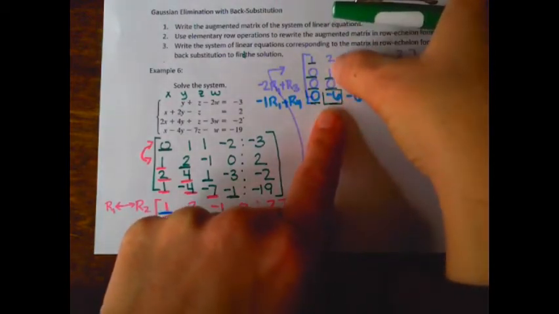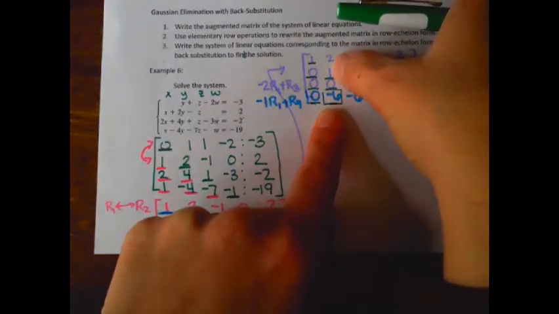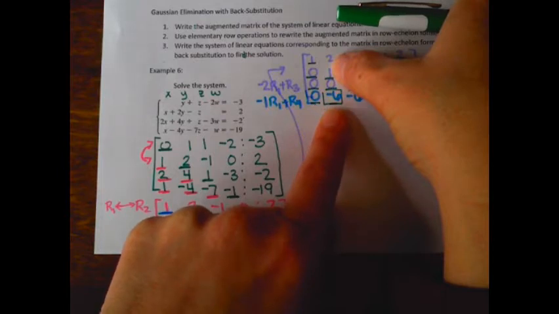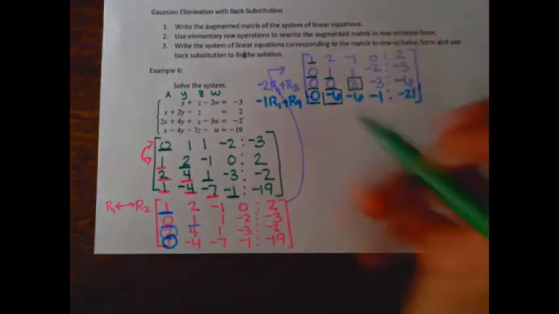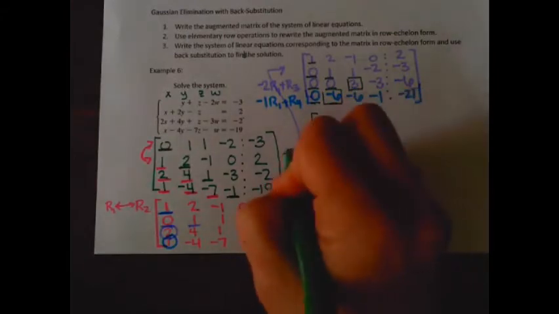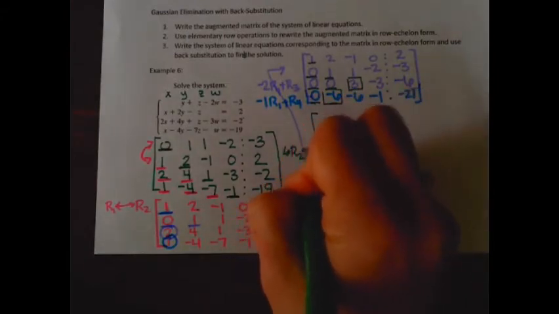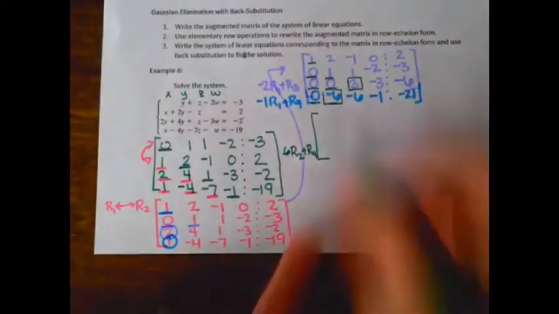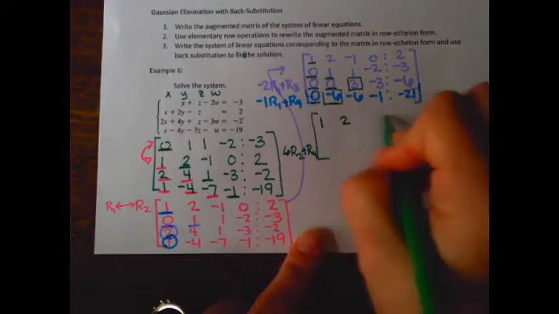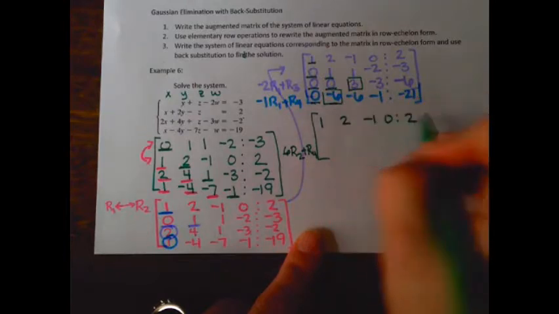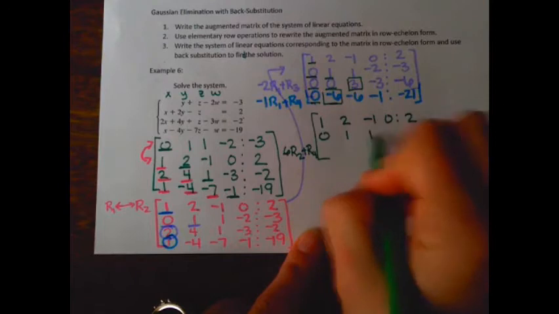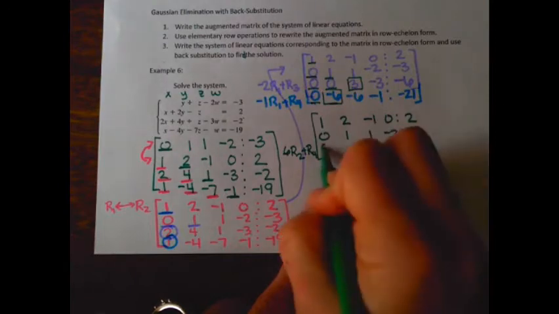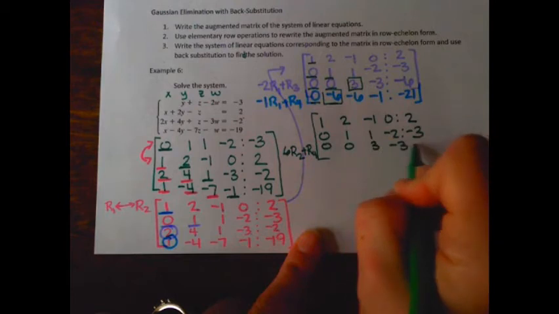So I need to multiply row 2 by something. And what would I multiply row 2 by? Since I have -6, I'm going to multiply it by a positive 6. Yeah, exactly. Thank you. So we're going to go for that last row. I'm going to multiply row 2 by 6 and then add it to row 4. Okay. So I have 1, 2, -1, 0, 2, 0, 1, 1, -2, -3, 0, 0, 3, -3, -6.